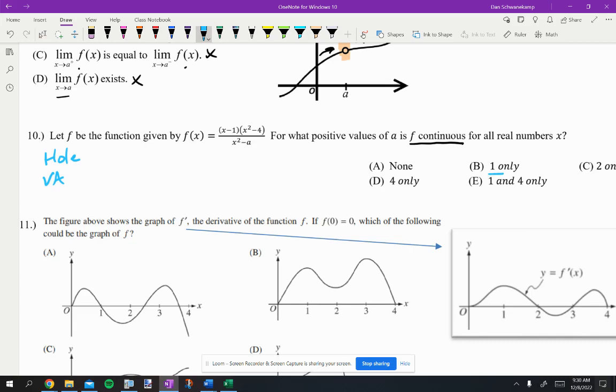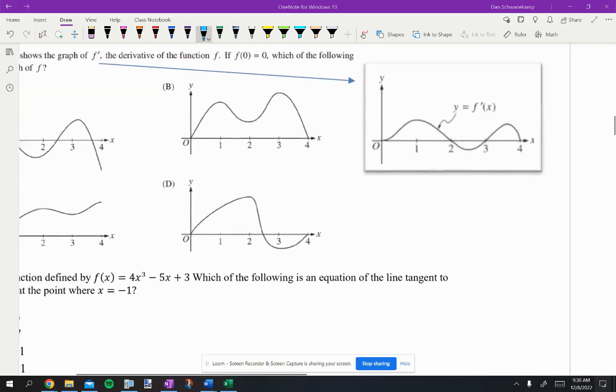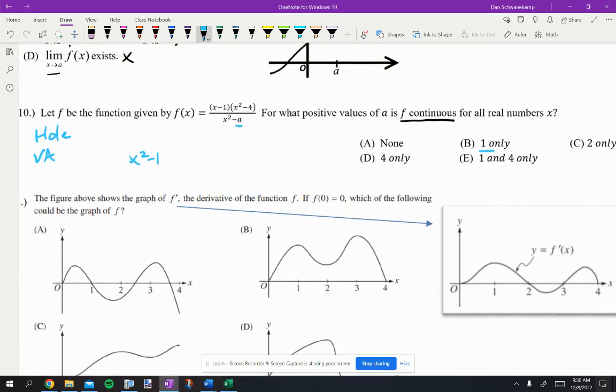Let's say the value is 1. So then on bottom, I would have x squared minus 1. Right? I'm plugging in 1 right here. Well, that means if I factored that, it would be x plus 1 and x minus 1. So what would happen if I plugged in 1 here? Well, I would have a hole because that x minus 1 and that x minus 1 would cancel.